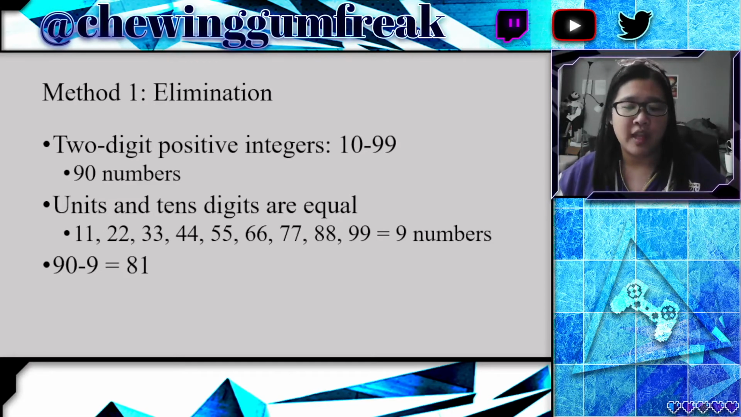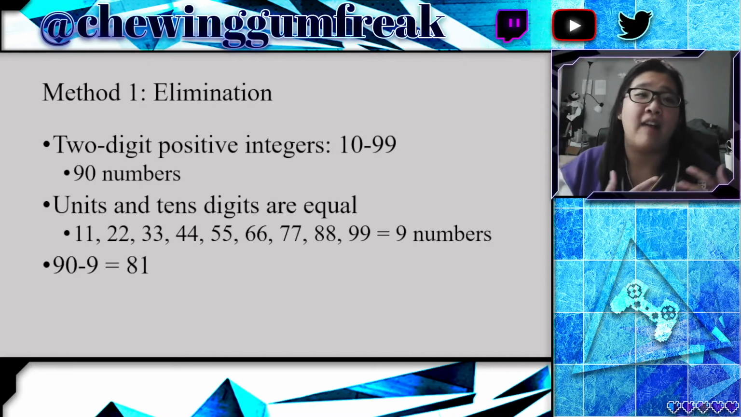And if you think about how many of those numbers have units and tens digits that are equal, that's going to be 11, 22, 33, and so on. I have them all written here on the screen. The total is going to be 9.